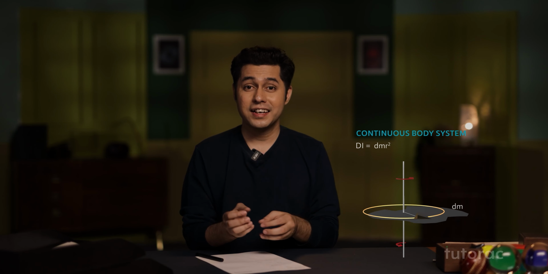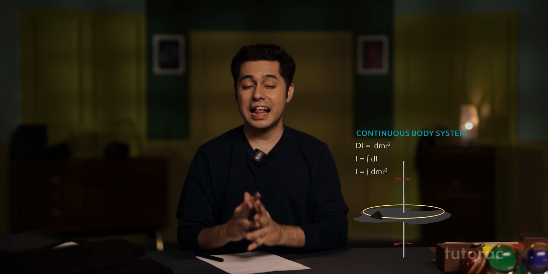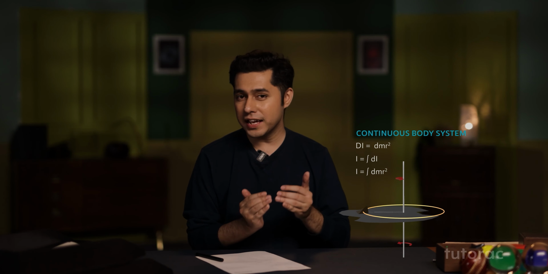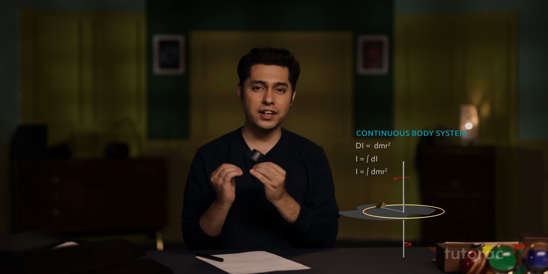Because now we have this small moment of inertia, dI is equal to dm into r square, we can find the net moment of inertia, given by capital I, which is equal to the integration of the small moment of inertia. So I is equal to the integration of dm into r square, and that is how we will be able to find the moment of inertia for a continuous body.